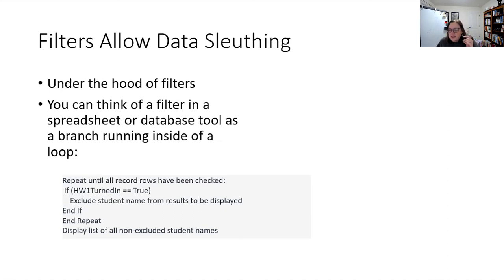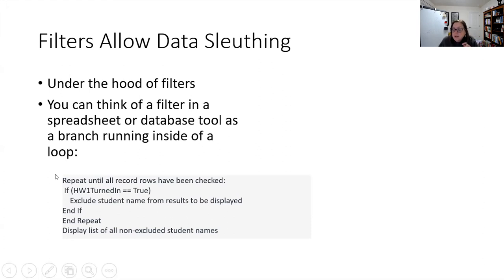A filter says, I've got a data set. It's got a whole bunch of rows. Make sure you check every single row. Let's say I'm a teacher, and I want a list of all the students who failed to turn in their homework. This would never be required in your case. So let's go the positive way.